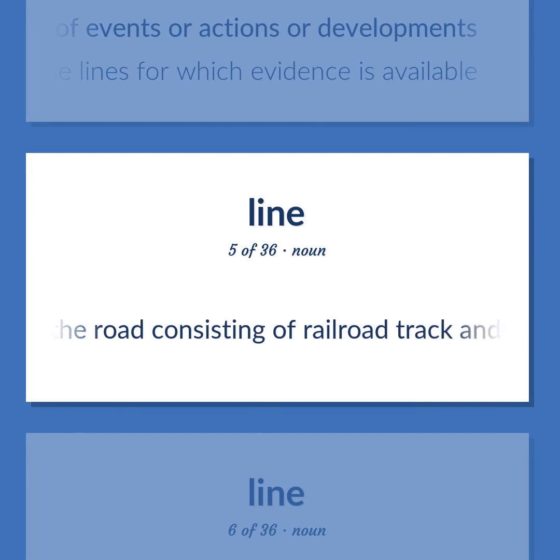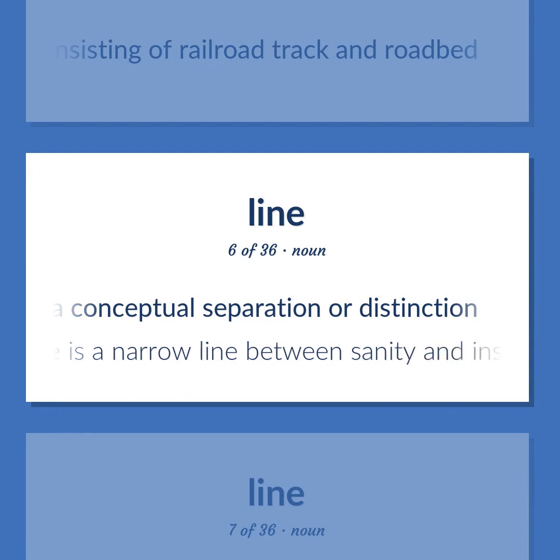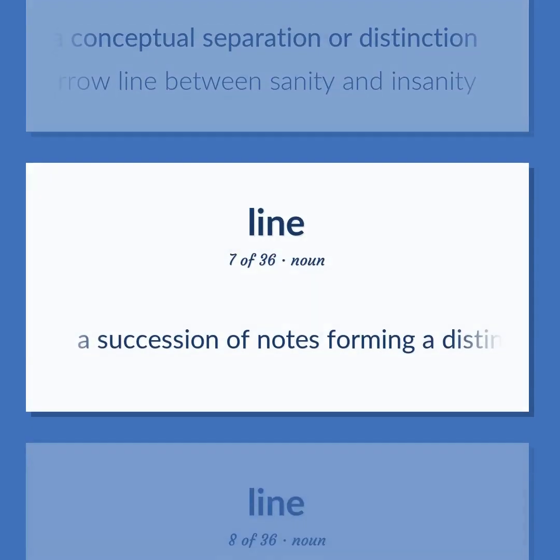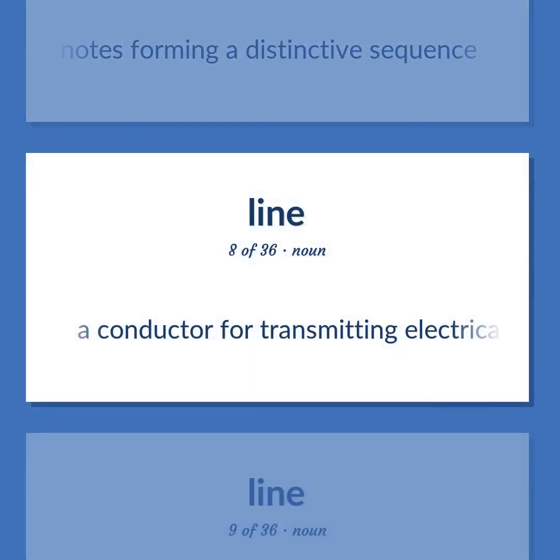The road consisting of railroad track and roadbed. A conceptual separation or distinction. There is a narrow line between sanity and insanity. A succession of notes forming a distinctive sequence. A conductor for transmitting electrical or optical signals or electric power.